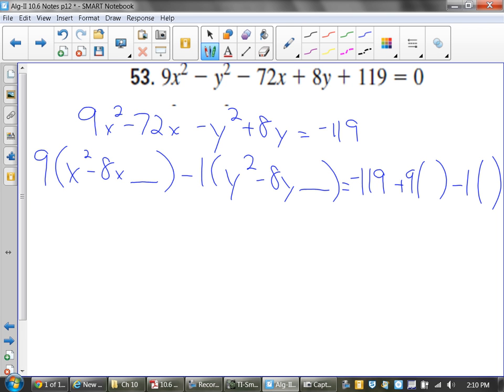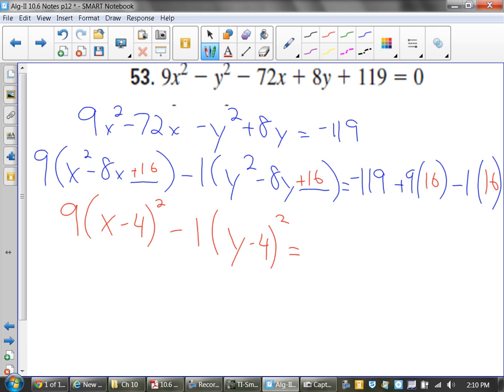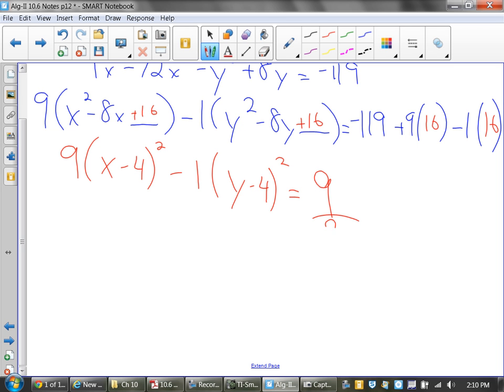Half of negative 8. Negative 4. There's my term. Square it. What are you going to add to both sides? Works out to be the same thing. Negative 119 plus 9 times 16 minus 16. I do believe you wind up with 9. Divide everything by 9.